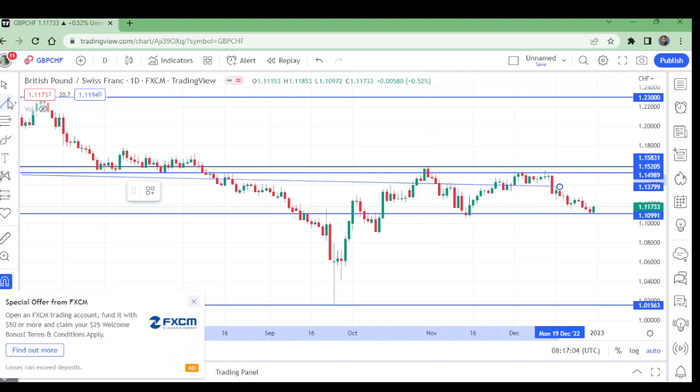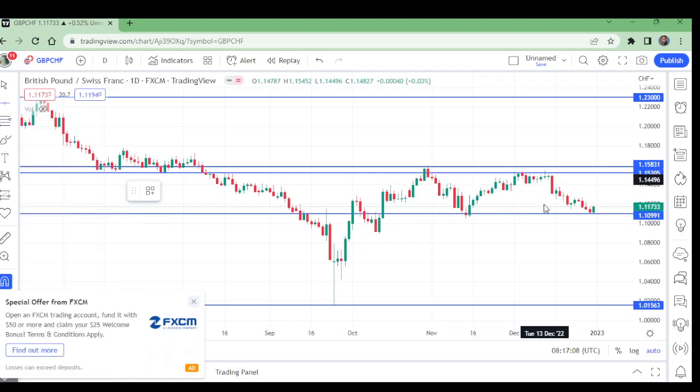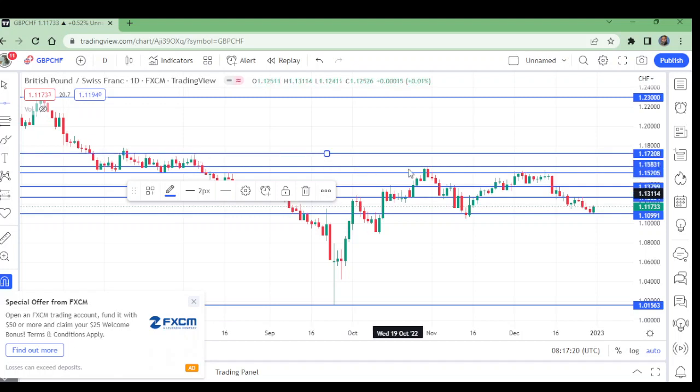Let me set the horizontal line here. This is also a TP, this is also a TP. Wherever you are comfortable according to your strategy. Here is the next resistance, and this is also a TP.